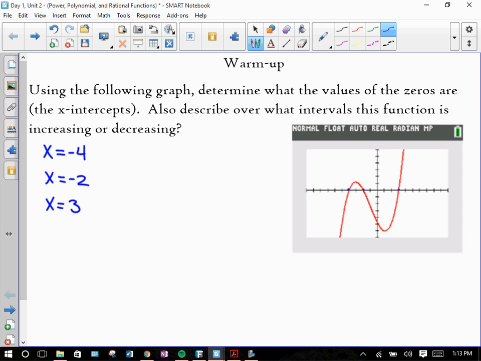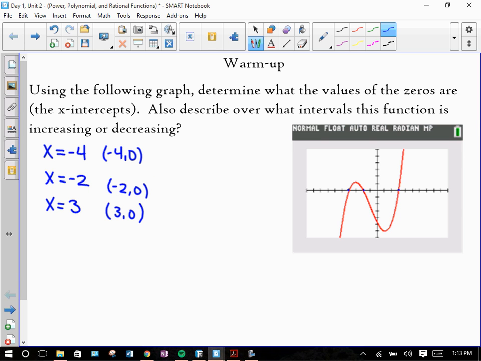0. So the points would be -4, 0, -2, 0, 3, 0. Okay. Now, the next part of the question asked is, over what intervals does this function increase or decrease?